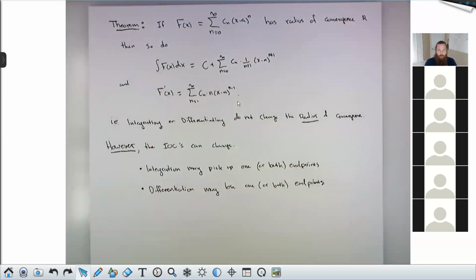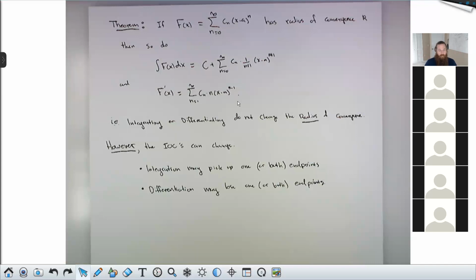So if you integrate a series, the radius of convergence won't change, but you might gain an endpoint. So maybe you integrate a series that has an open IOC. You might get a series that has a closed IOC, or maybe half open, half closed. If you differentiate a series that has a closed IOC, you may lose one or both of those endpoints. The size of the IOC won't change, but you can pick up or lose an endpoint.